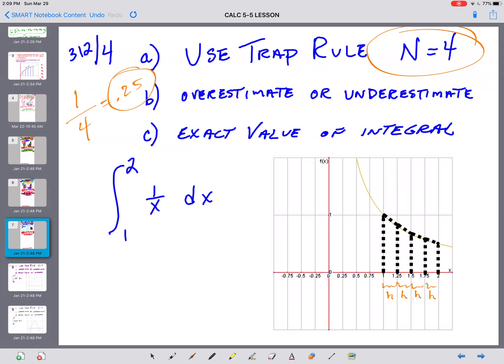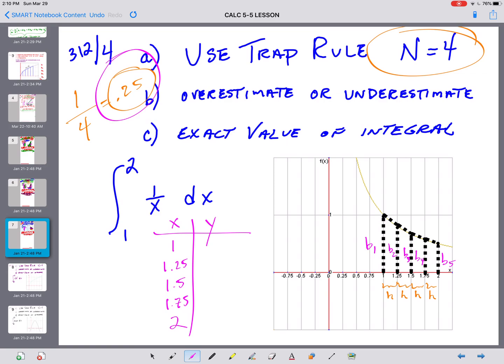Now let's figure out how big those bases are. There's the first base, the second, the third, the fourth, and the fifth. Now make ourselves a little T-chart, X and Y. Where is the X value where the first base is located? It's at 1. And we're going to change by 0.25. So the next X value is 1.25, then 1.5, then 1.75 and 2.